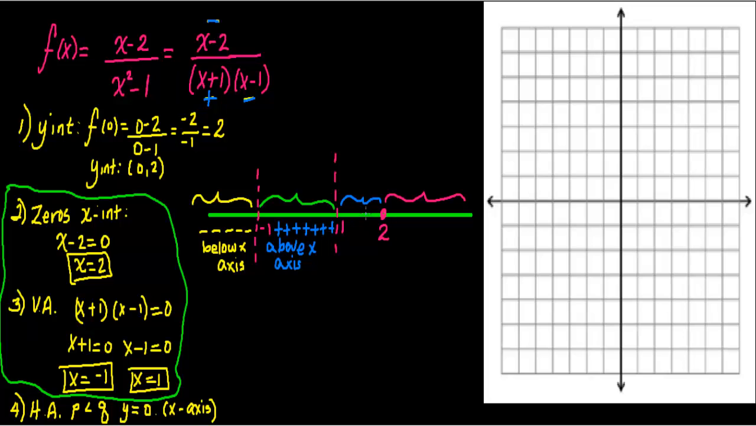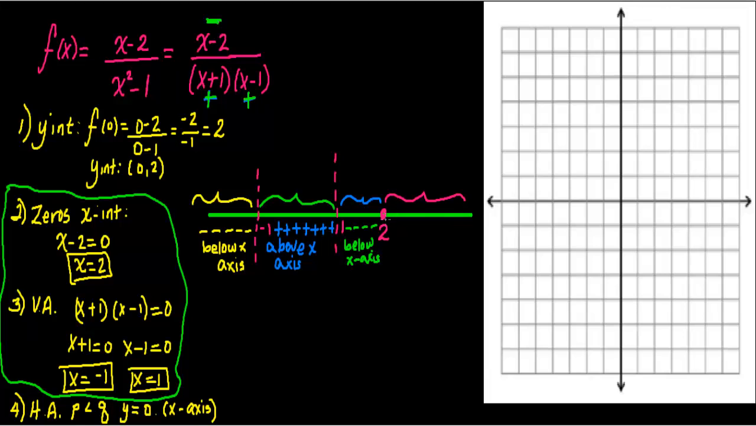Let's do this interval from 1 to 2. Let's choose a number, 1.5. If I plug 1.5 in here, 1.5 minus 2 will give me a negative number. 1.5 plus 1 will give me a positive number, and 1.5 minus 1 will be a positive number. So positive times positive is positive. Negative over positive will be negative. That means that in this region, the graph will be below the x-axis.